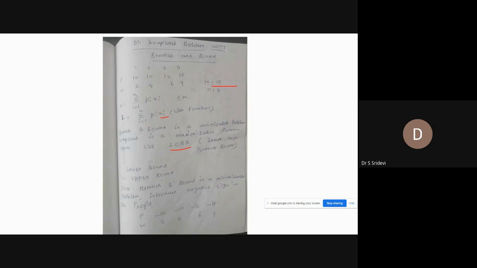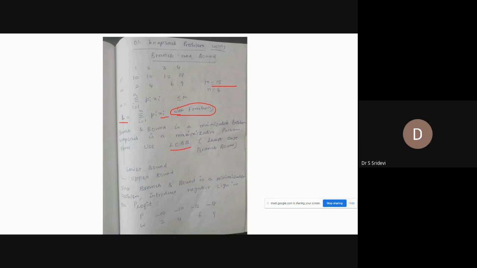But the difference is that in the lower bound, you can consider the fractions also. But in the upper bound, there is no need to consider the fraction. You should not consider the fraction values. Students, please keep in mind that in the lower bound, you have to consider the fraction; in the upper bound, you should not consider the fraction values. Let's see the difference between the lower bound and the upper bound in the upcoming slides.